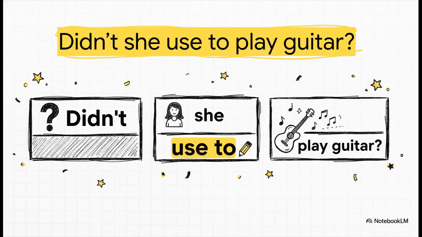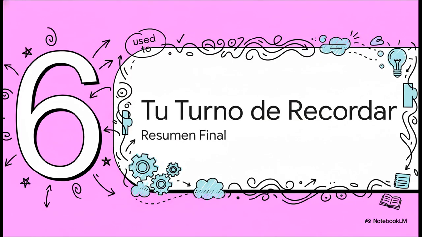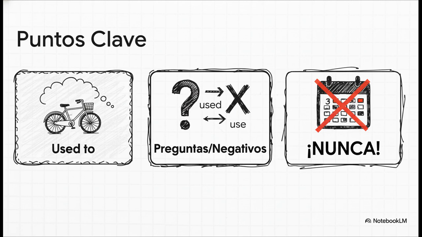Fantastic work. We've covered a lot of ground, so let's quickly go over the most important points to make sure they're locked in your memory. If you can remember these 3 rules, you've mastered 99% of how to use used to correctly. It's for habits, it changes in questions and negatives, and it has that crucial rule about specific time.